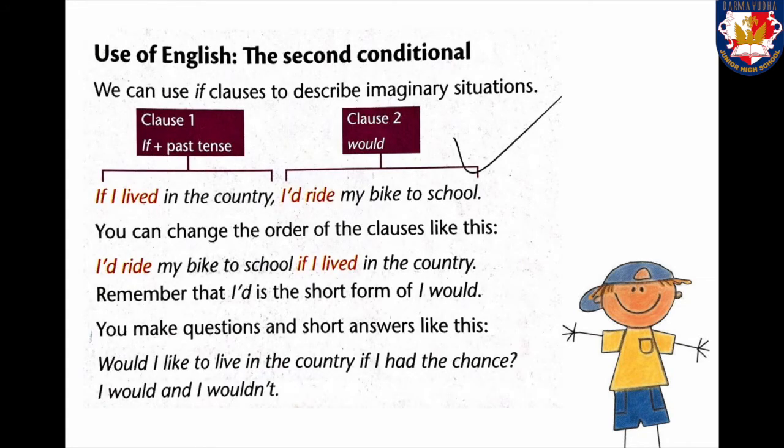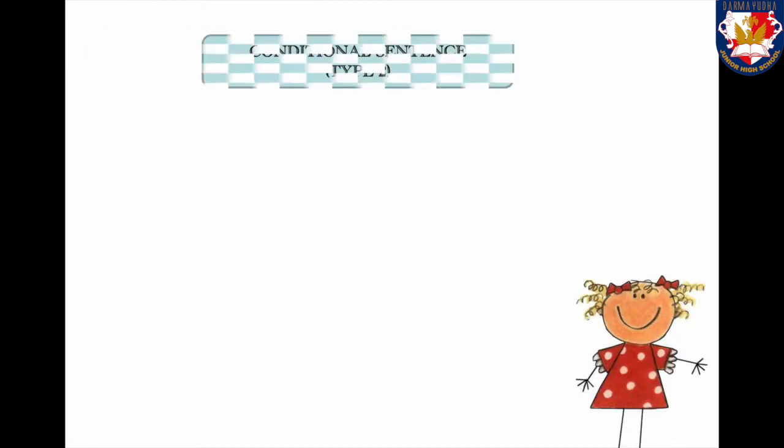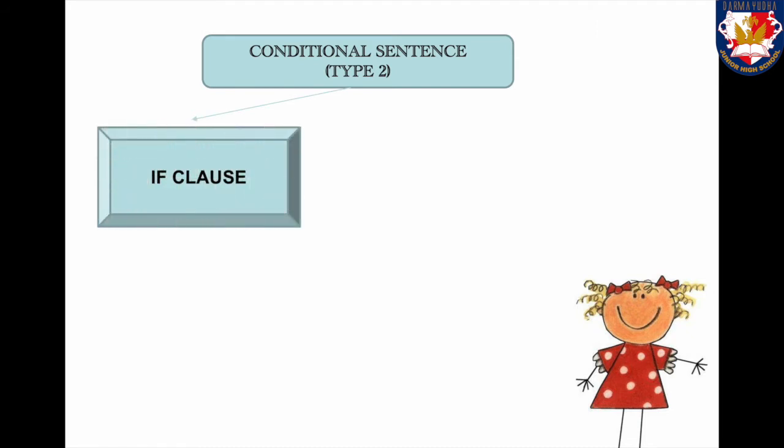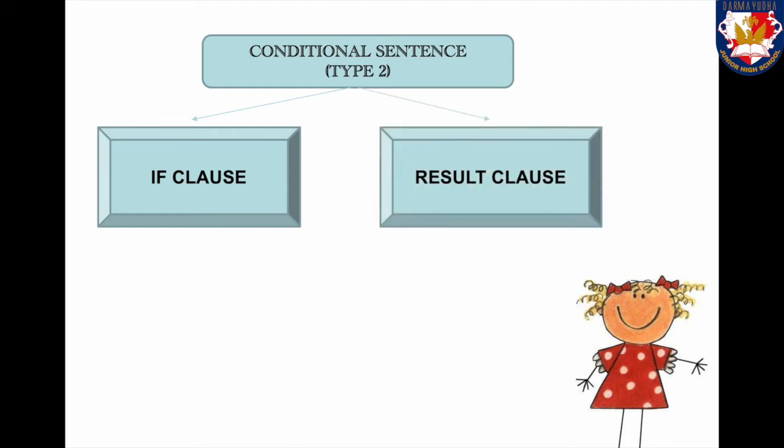As the source for you, you can open your textbook on page 113. Conditional sentence type 2, or also we call it the second conditional, actually has 2 clauses. They are the if clause and the result clause.